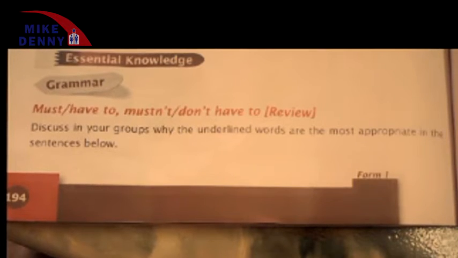So dear learners, we shall continue this lesson in line with what you just saw. I invite each and every one of you for referencing to go to page 194 of your course book, which I'll be using as a common ground for what you all already have. Let's begin our lesson. So like I said, we have must, have to, mustn't, don't have to. You will discuss in your groups why the underlined words are the most appropriate in the sentences below.